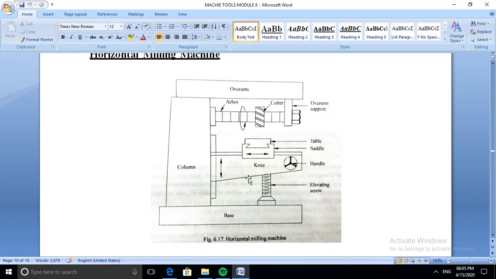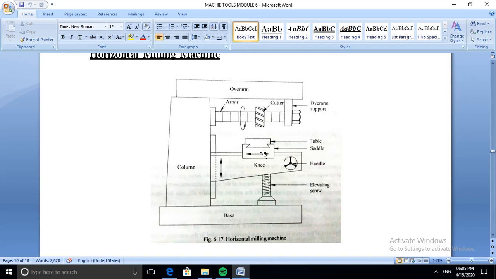Elevating screw is used to adjust the height of the knee and to support the knee. The saddle can be moved along the gateways provided on the top surface of the knee. So on the knee top surface, gateways are provided, and we can move the saddle. The knee can be moved up and down on the gateways provided on the column.